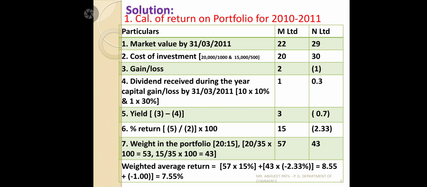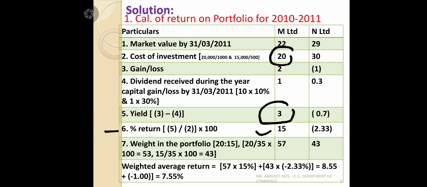We should consider that percentage of return is equal to, see the column number 6, that is percentage return is equal to column 5 divided by column 2, means we have to do that yield, it is 3 divided by the cost of investment, 20, multiplied with 100, so we'll get the yield, it is 15. Okay, 15%.